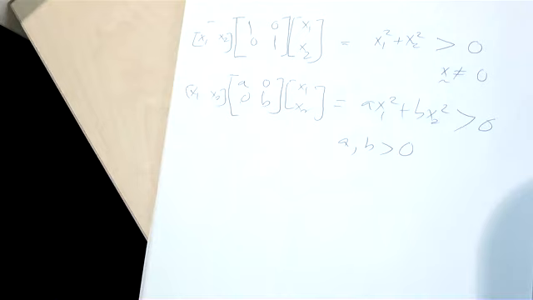The second way is to check the eigenvalues. This one is also from linear algebra. I'm not going to prove it, but actually, we can prove it. So why, if the eigenvalues are positive, is the matrix positive definite?